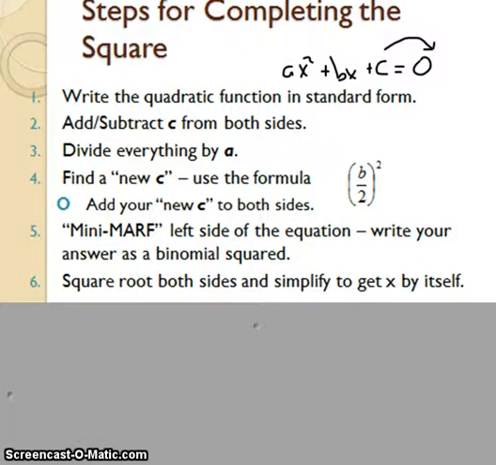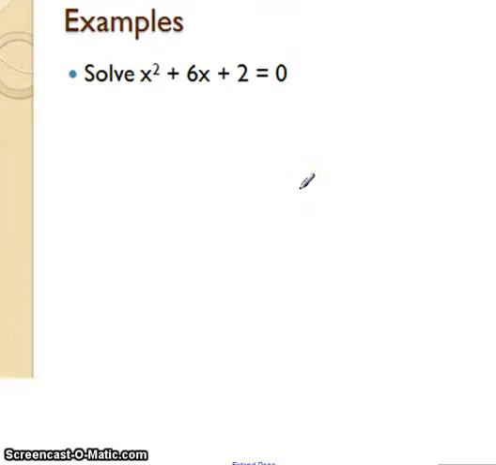Pause this video as needed, but let's look at the first example. Okay, so here we have a quadratic equation where you cannot factor it. There are no factors of 2 that add to 6.